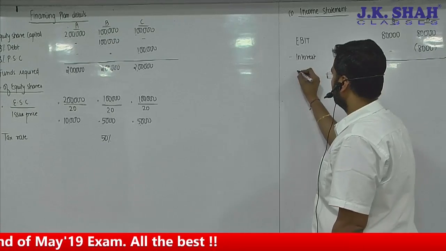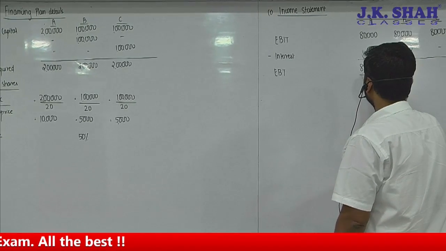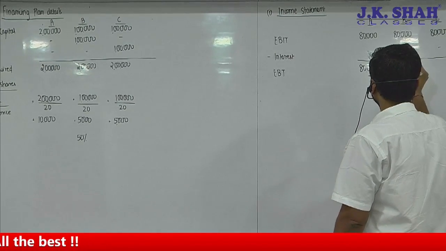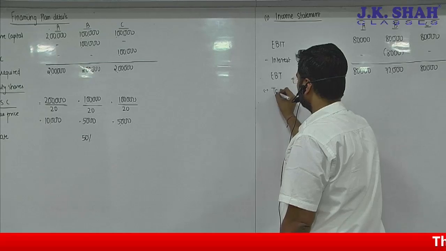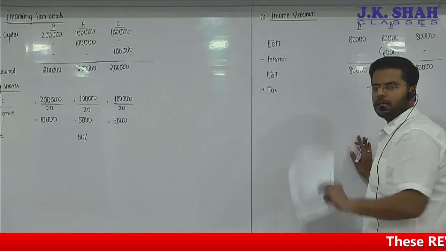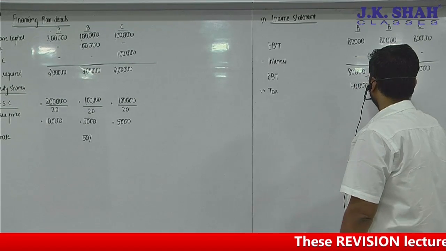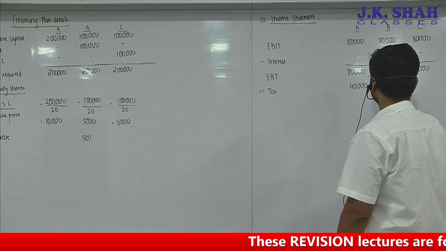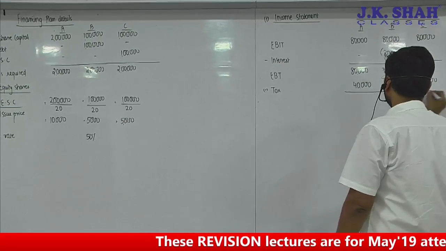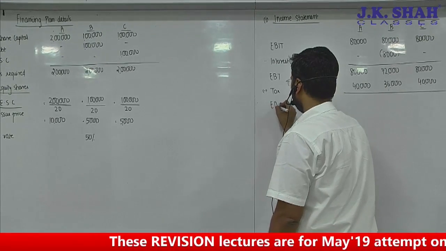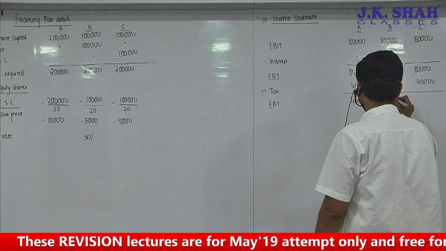Now when I subtract the interest, the resultant we all know by this time that it's going to be EBT, and that's going to be 80,000, 72,000 and 80,000. From this we now subtract the tax, and the applicable tax rate given, friends, is 50%. So that's going to be 40,000, 36,000 and 40,000. So when you subtract the tax, the resultant becomes EAT, and that's going to be 40,000, 36,000 and 40,000.